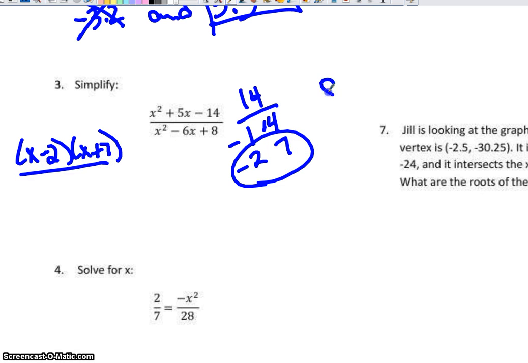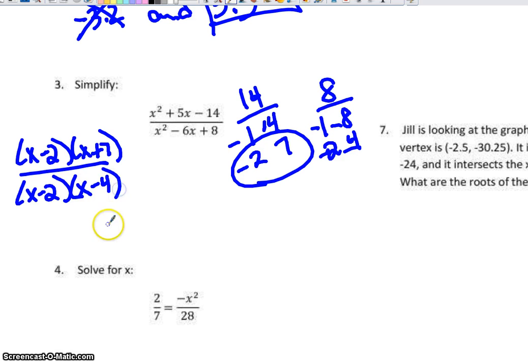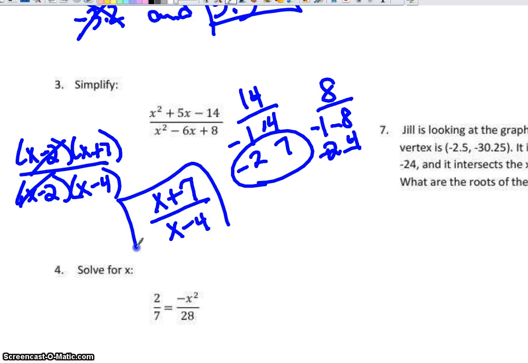For the bottom, you're going to find the factors of 8, 1 and 8, 2 and 4. Signs are the same, and they are all negative. So the bottom actually becomes x minus 2 and x minus 4. You need to look and see if there's anything that's at the top and the bottom. That would be your x minus 2. It cancels, so your final answer is x plus 7 over x minus 4.